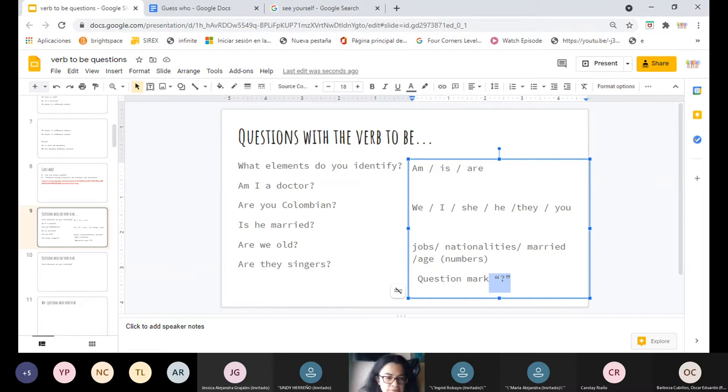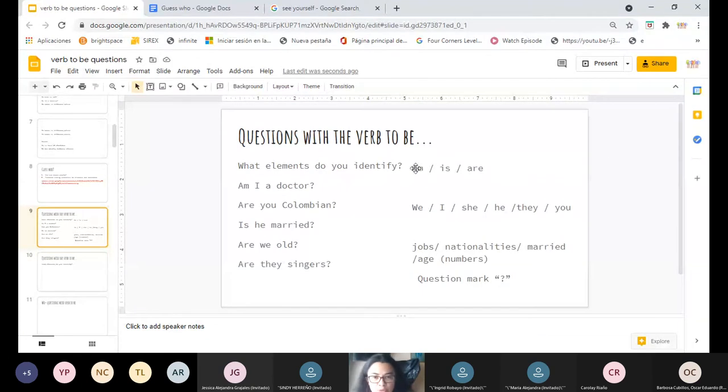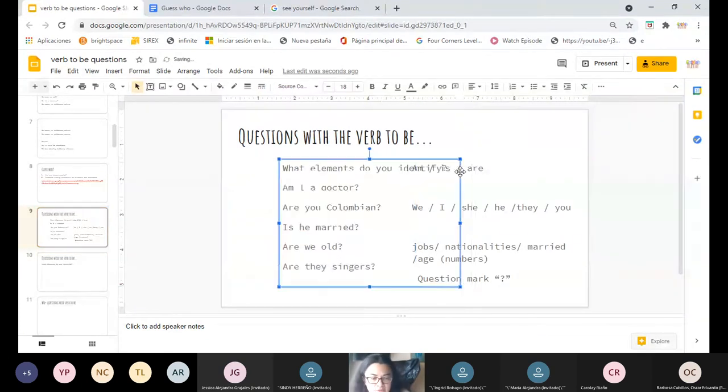Any questions or problems with this structure? Problems or questions? Up to this moment, problems or questions? No, teacher. No, okay. No olviden que siempre pueden preguntar, no les dé miedo preguntar, no hay problema, podemos explicar. And that's for the questions with the verb to be, right?